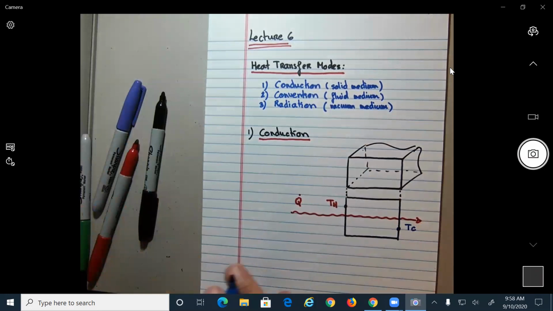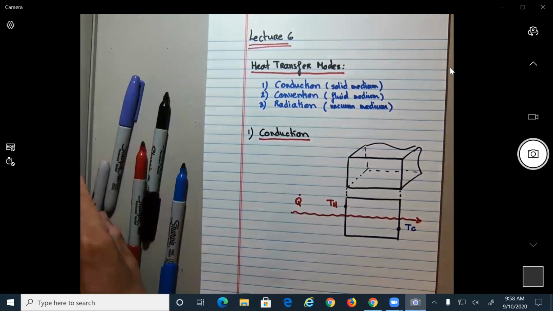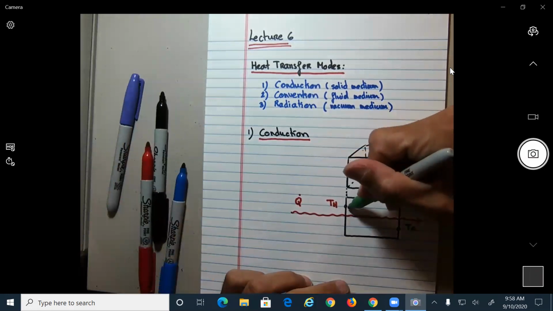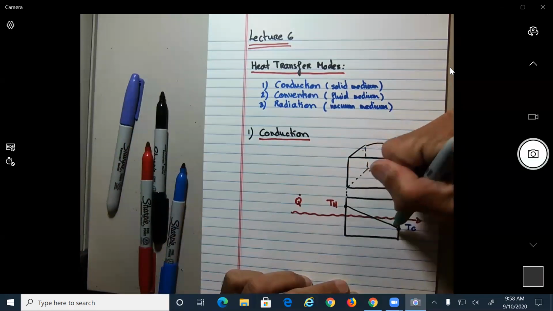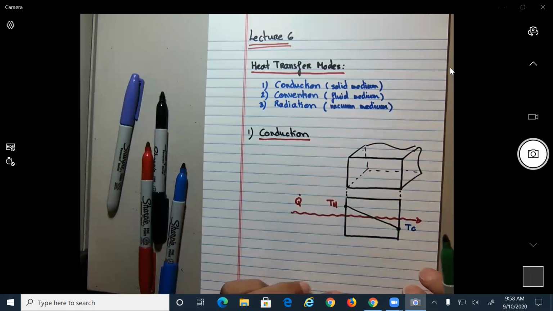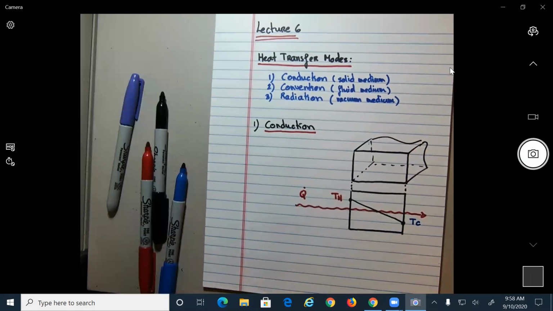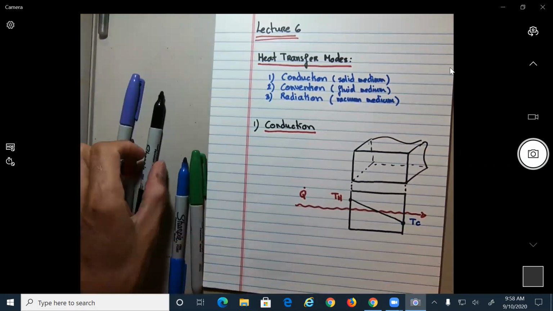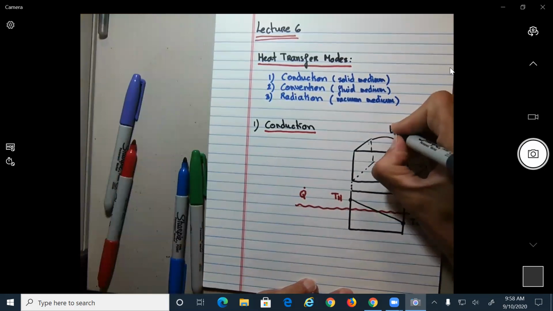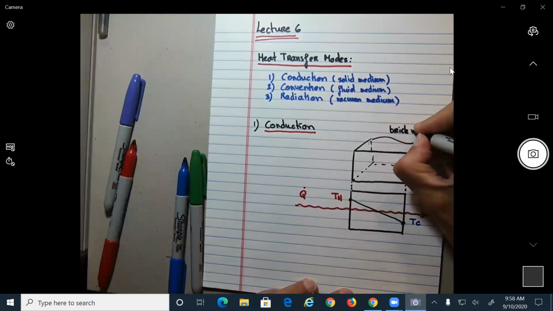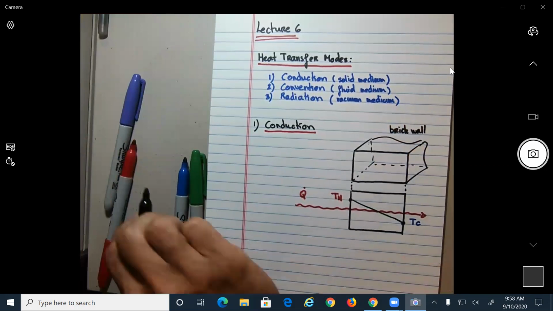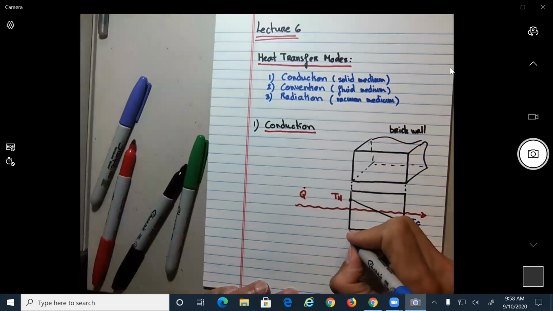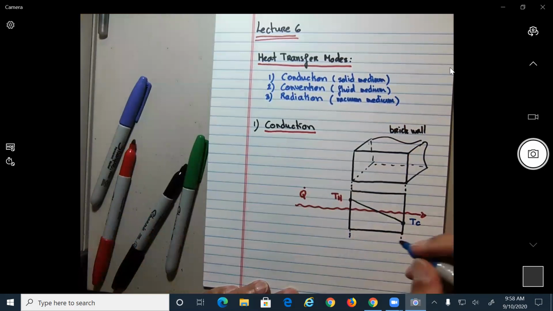All right? So between those 2 points here, you could relate this change in temperature by a straight line, which is called the temperature gradient. All right? So let's say this is your wall over here, brick wall. And let's say the thickness of that wall is L.